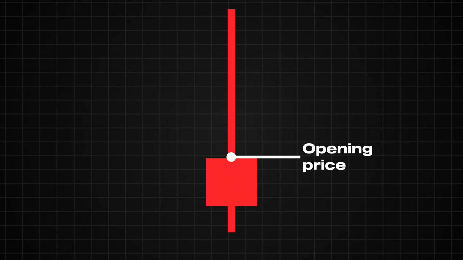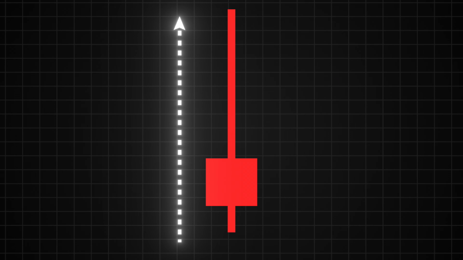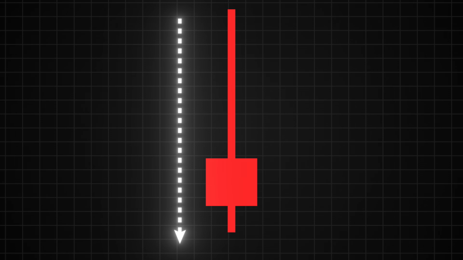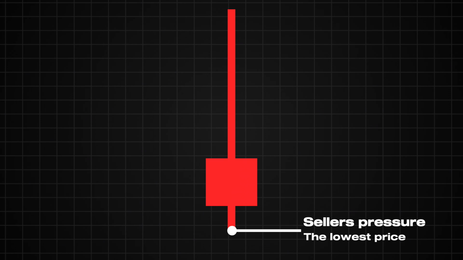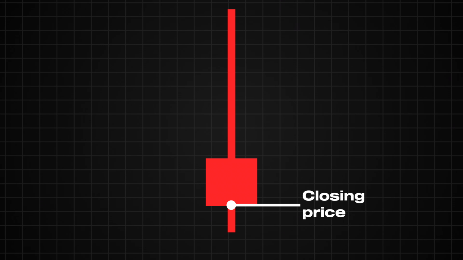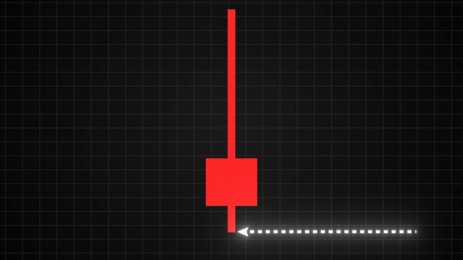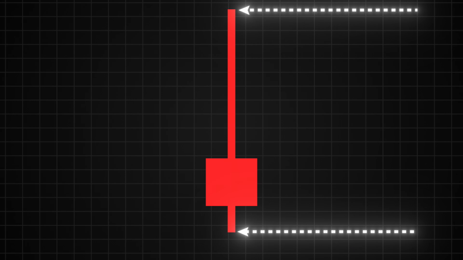What does this mean? The price opened here, and buyers started to push it up. They covered some distance and created this high. Then sellers began selling and pushed the price down. After going below the opening price, the sellers managed to keep the price below the opening, and the candle closed near its lows. At that moment, sellers gained the advantage over buyers. If we find another confirmation at this point, we can place a sell order below the low of the pin bar and keep a stop loss just above the pin bar.